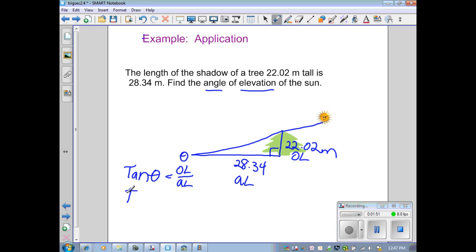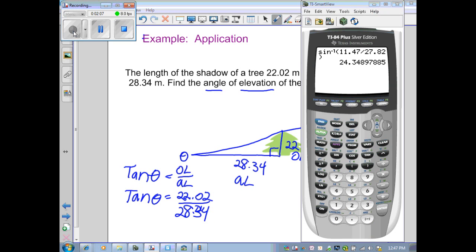So when I do that, I get tangent of theta equal to opposite leg, which is 22.02, over adjacent leg, which is 28.34. Now, all I need to do is plug that into my calculator and solve for the problem. Now, recall here that this is an angle. Therefore, this is a trig value that is a decimal if I use a calculator.